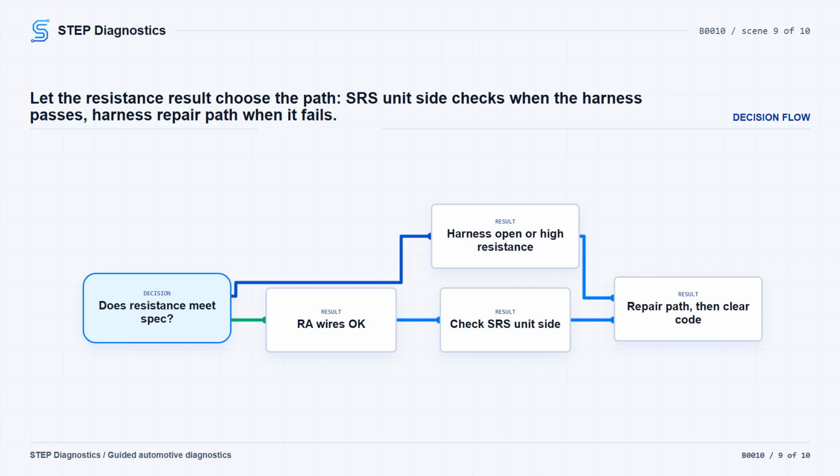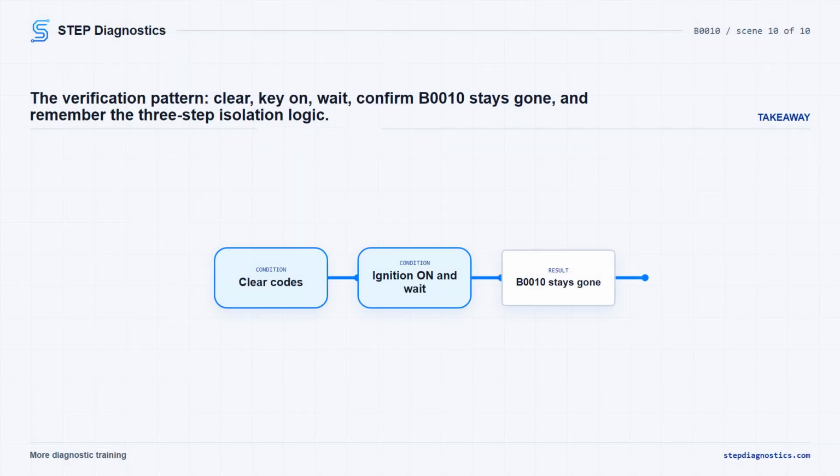If the resistance is not 1.0 ohm or less, the dashboard wire harness has an open or increased resistance. Replace the dashboard wire harness, then clear the code. Keep verification separate from the testing. After the directed repair and code clear, use the same HDS check. Turn the ignition switch to on (II). Wait for 10 seconds and confirm B0010 stays gone.